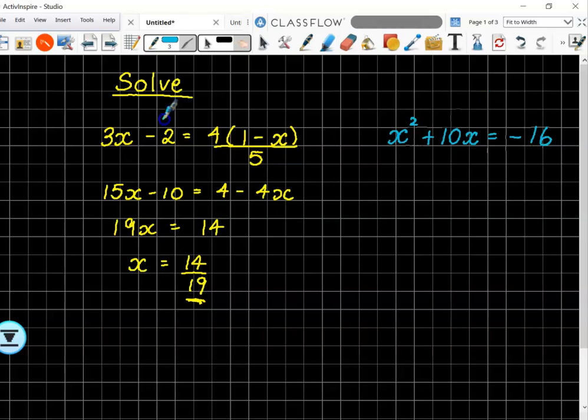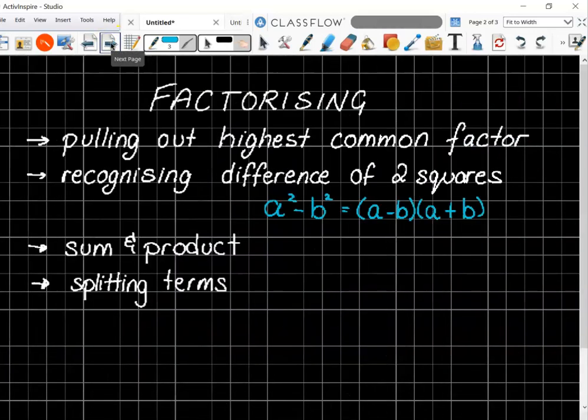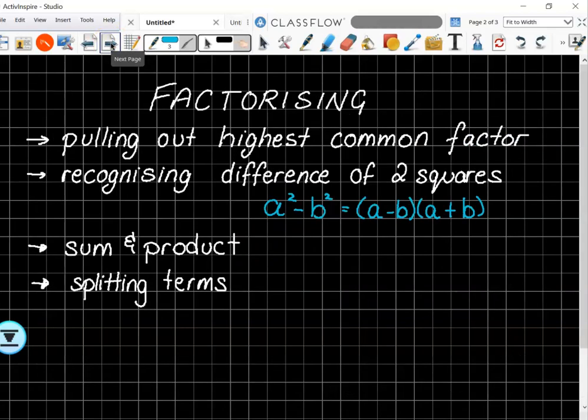And by the way, this is what we call linear. Because of the squared here, this is what we call a quadratic. When we have an x squared, we have a quadratic equation. We want to solve that. We're going to have several methods of solving these. One of these methods is called factorising. We will also look at a thing called completing the square. There's a formula that you can use. There's also your graphics calculator.